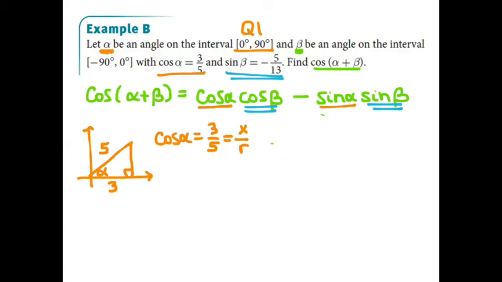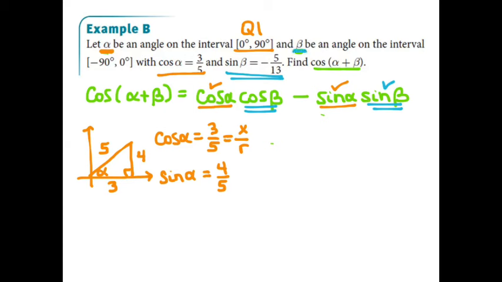Now with that information, we can use Pythagorean Theorem to find the y side, which of course would be 4. It's a 3, 4, 5 right triangle. And now that I have that 4, I know that sine of alpha would have to be 4 over 5, which is y over r. So I know cosine alpha, and now I know sine alpha. So I have the two alpha values that I need. We also have this sine beta, but we need to figure out cosine of beta. So we're going to do that with a reference triangle.